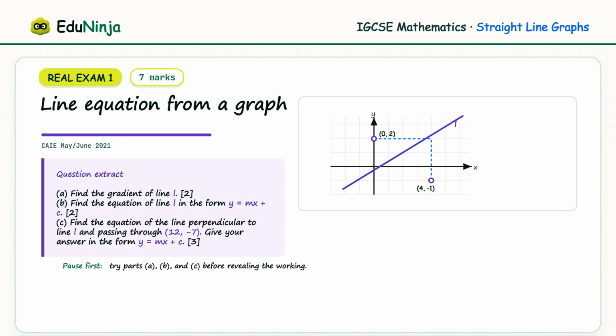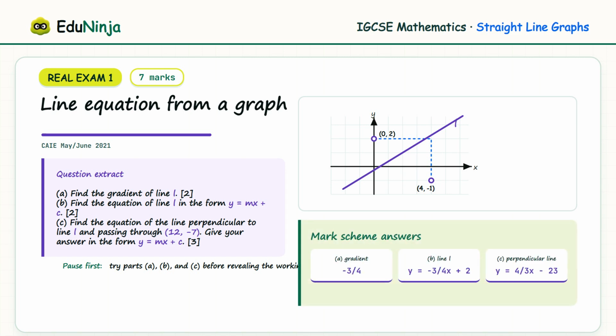The mark scheme answers are: gradient equals negative 3/4, the line is y equals negative 3/4 x plus 2, and the perpendicular line is y equals 4/3 x minus 23. Let's focus on part B.